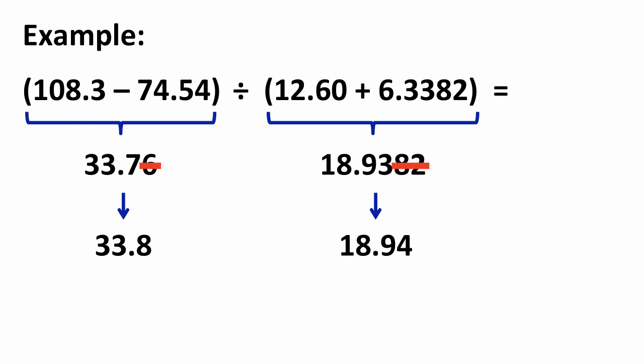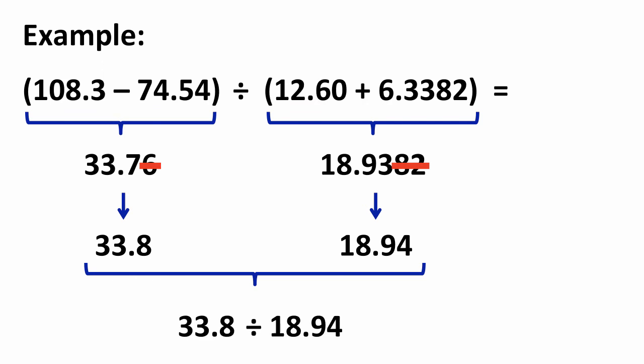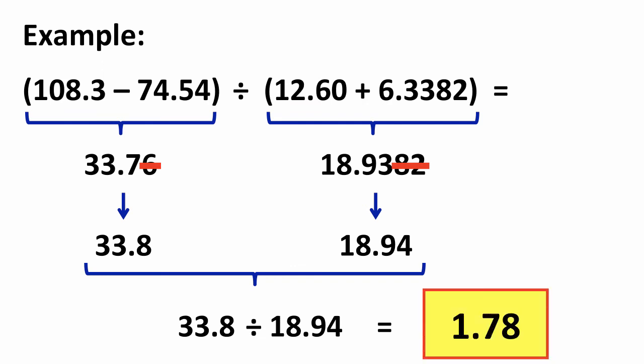Now, once we've done the two things in parentheses, we do the division of 33.8 divided by 18.94. The calculated value is 1.78458, and of course more digits. And we are dividing a 3 significant figure value by a 4 significant figure value. So we round the answer to 3 significant figures. And 1.78458 rounds down, or stays at, 1.78.